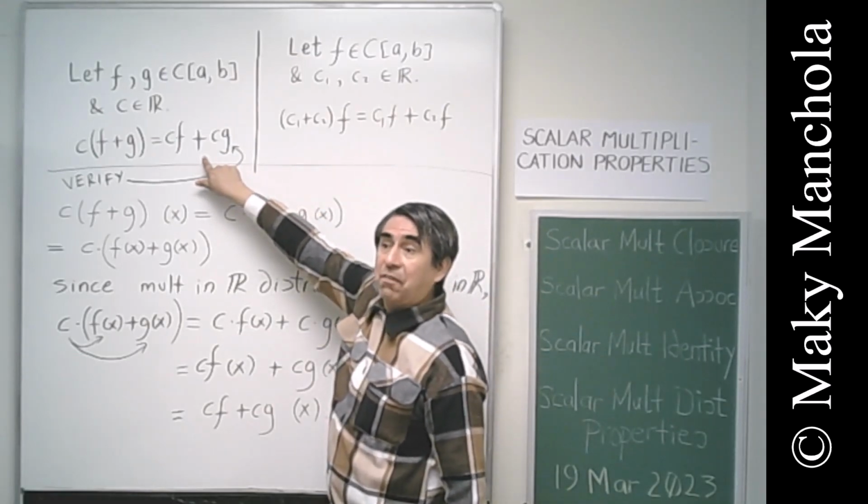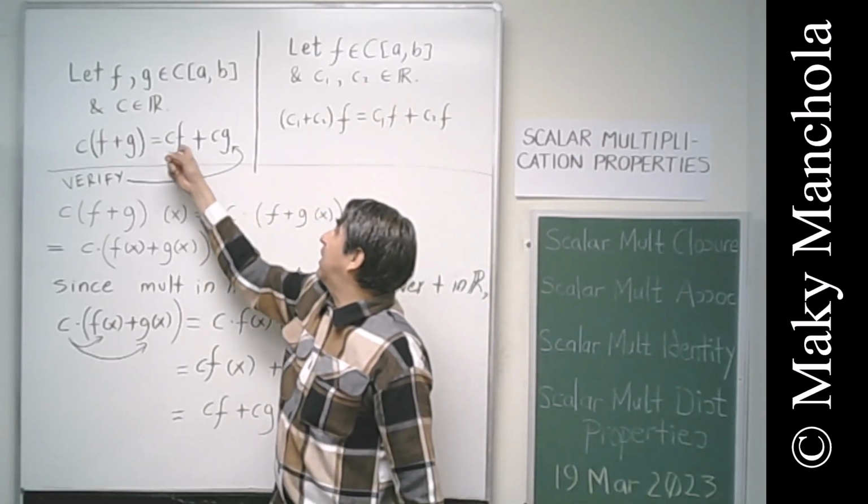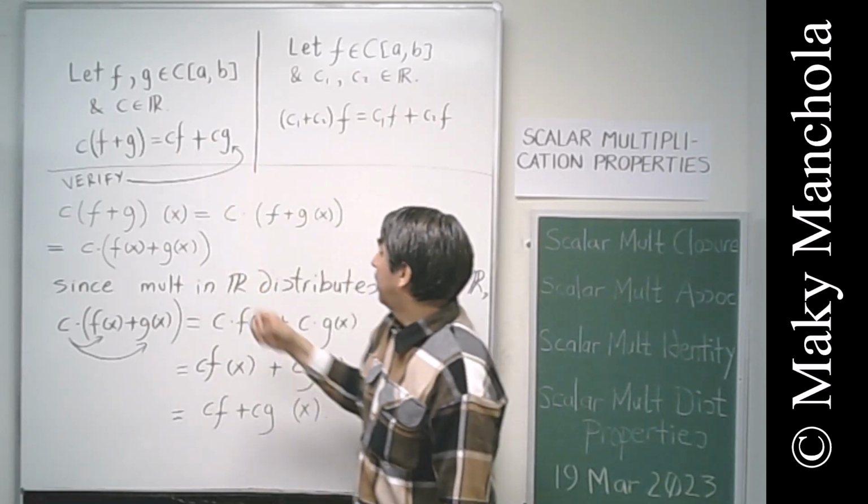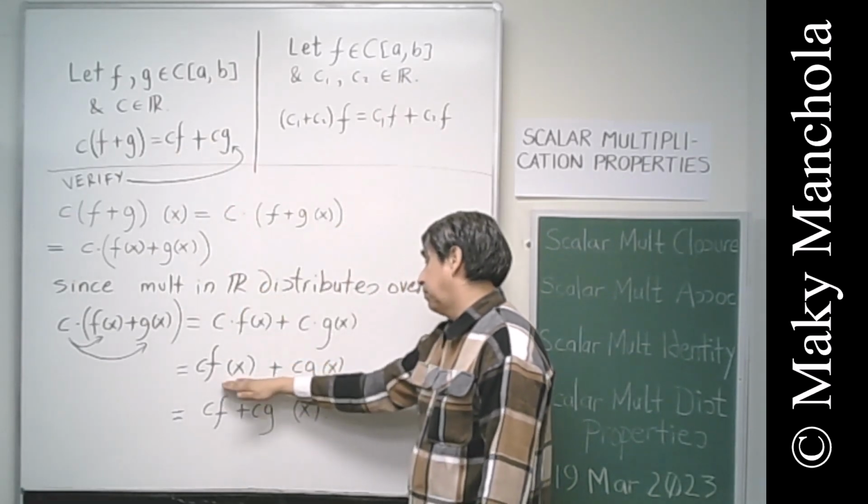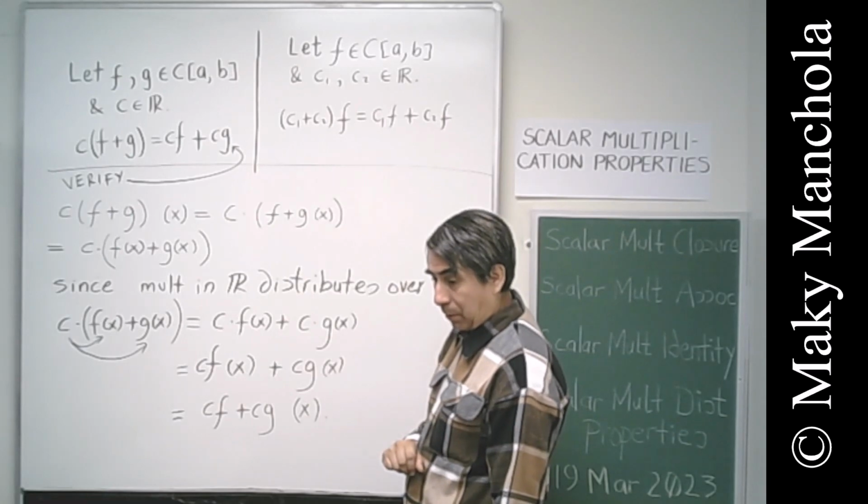And that's the meaning of the right hand side. What is cf plus cg evaluated at x? What you see prior to that.